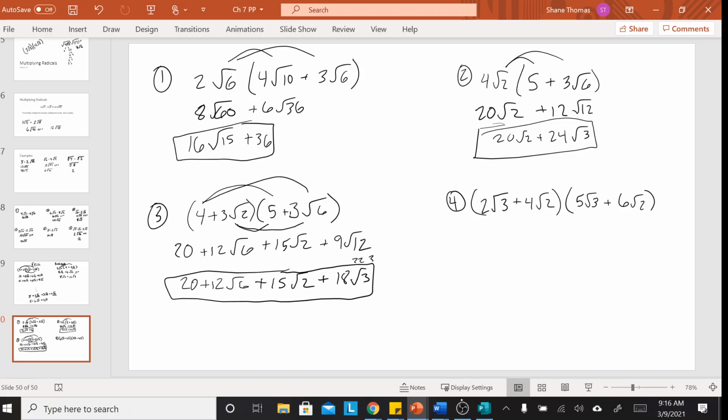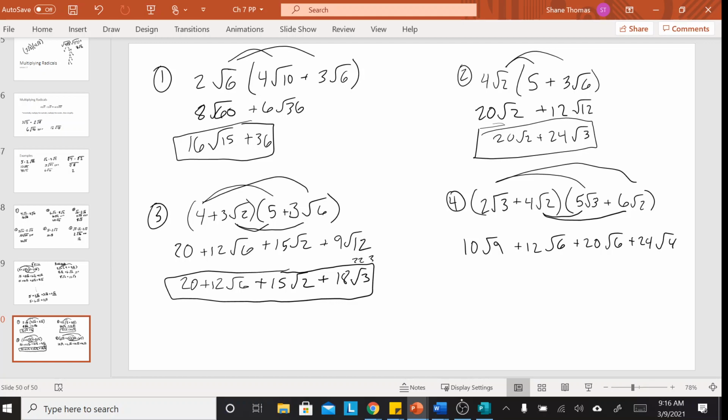Okay? Last one. This is a FOIL problem as well. So here to here. 2 root 3 times 5 root 3 is going to be 10 root 9. 2 root 3 times 6 root 2, 12 root 6. Okay? 4 root 2 times 5 root 3, 20 root 6. 4 root 2 times 6 root 2, 24 root 4. Okay? So let's go back through here.